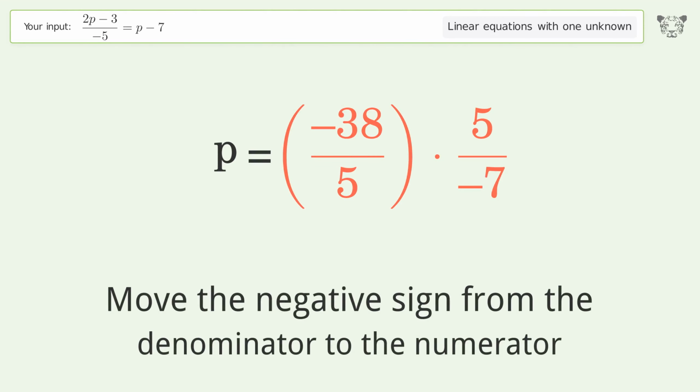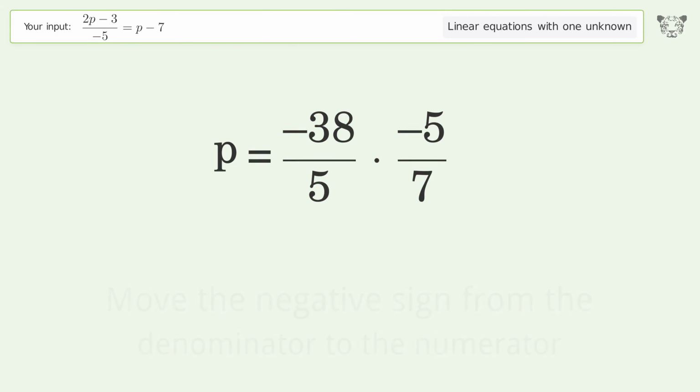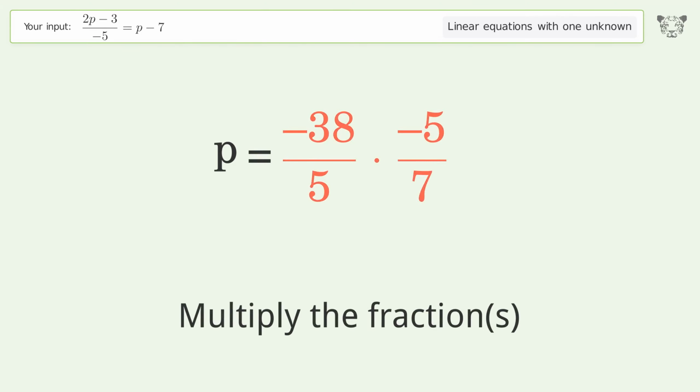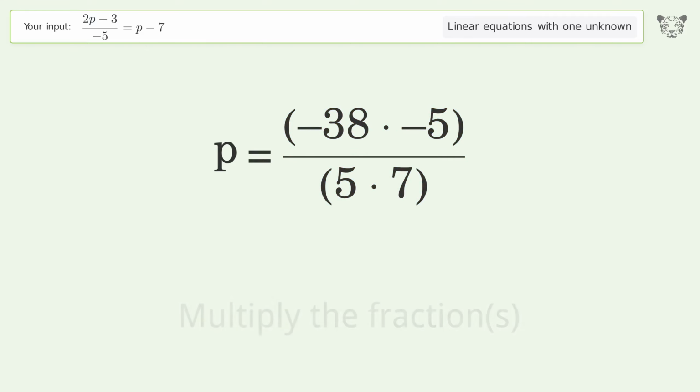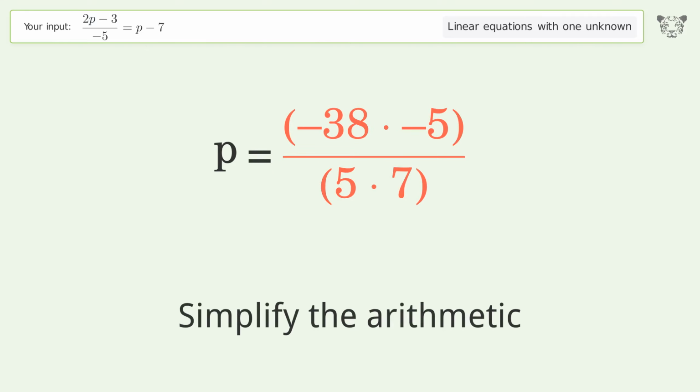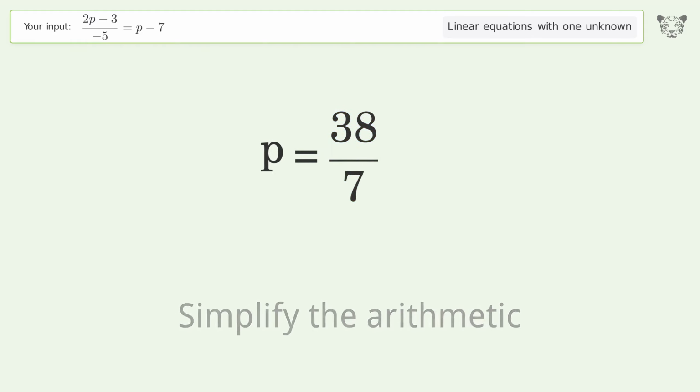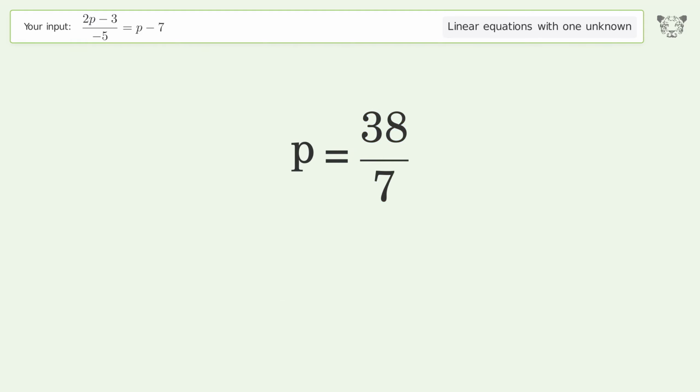Move the negative sign from the denominator to the numerator. Multiply the fractions. Simplify the arithmetic. And so the final result is p equals 38/7.